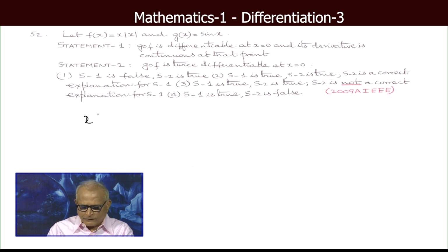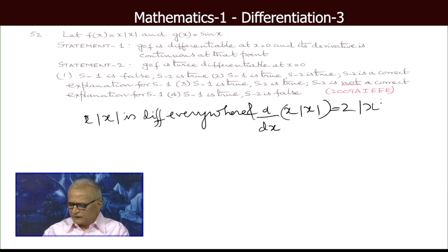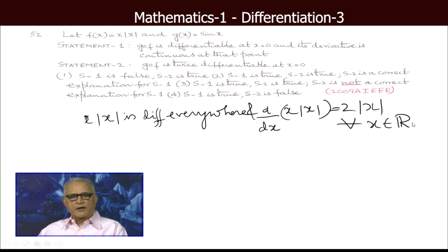x mod x is differentiable everywhere, and d dx of x mod x is equal to 2 mod x for all x. Mod x is not differentiable at x equal to 0, but x mod x is differentiable everywhere, including at the point x equal to 0, and therefore, the derivative of x mod x is 2 mod x. This is the important observation.